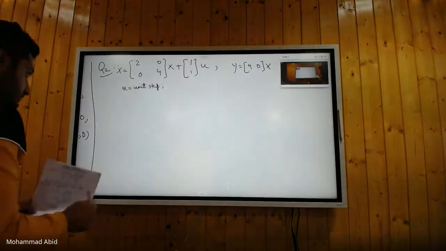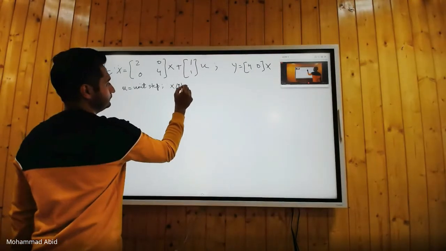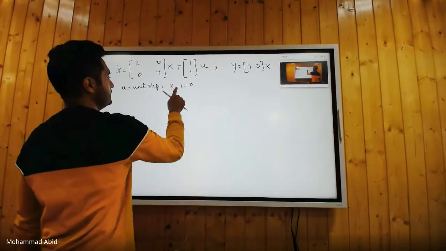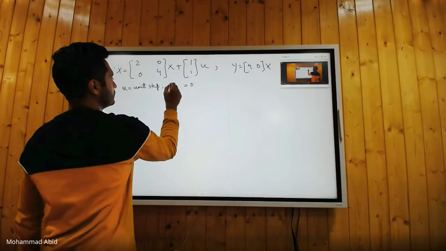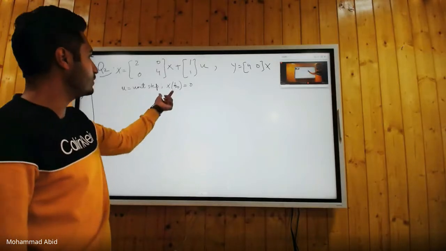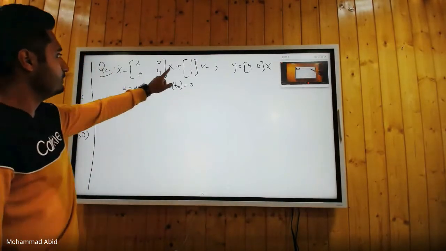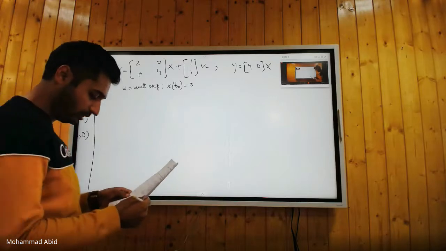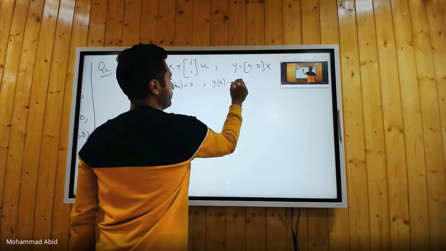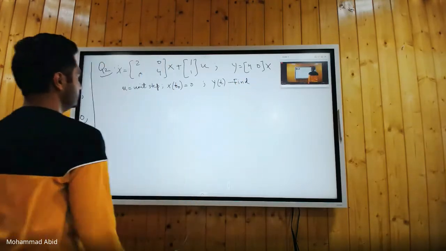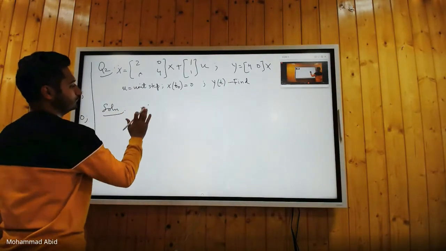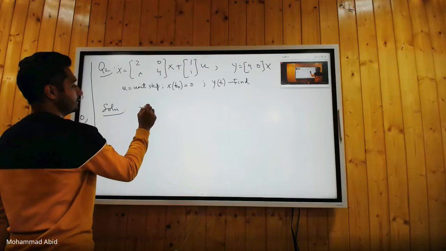What else? Zero initial conditions. I should not write 0 here, I should write t0. x of t0 is 0. Whatever the initial time is, at that time the value of x is 0. This is your A, B, C, and we have to evaluate y(t). Find y(t). So what's the solution of y(t)? Or before that, let's write x(t).